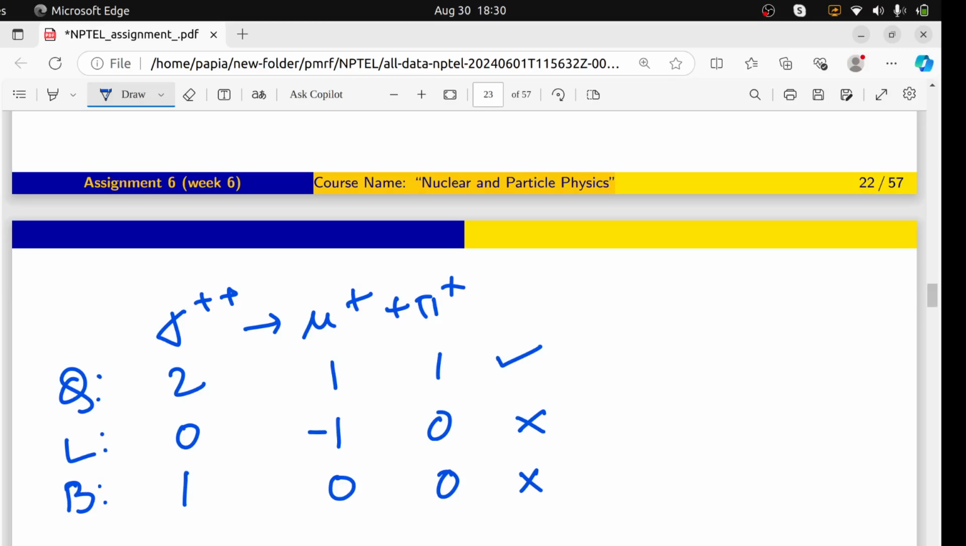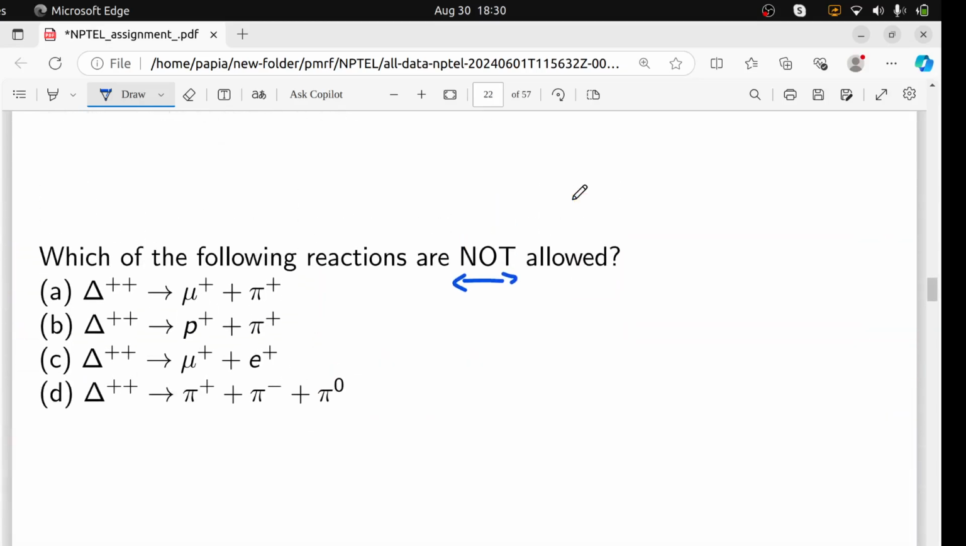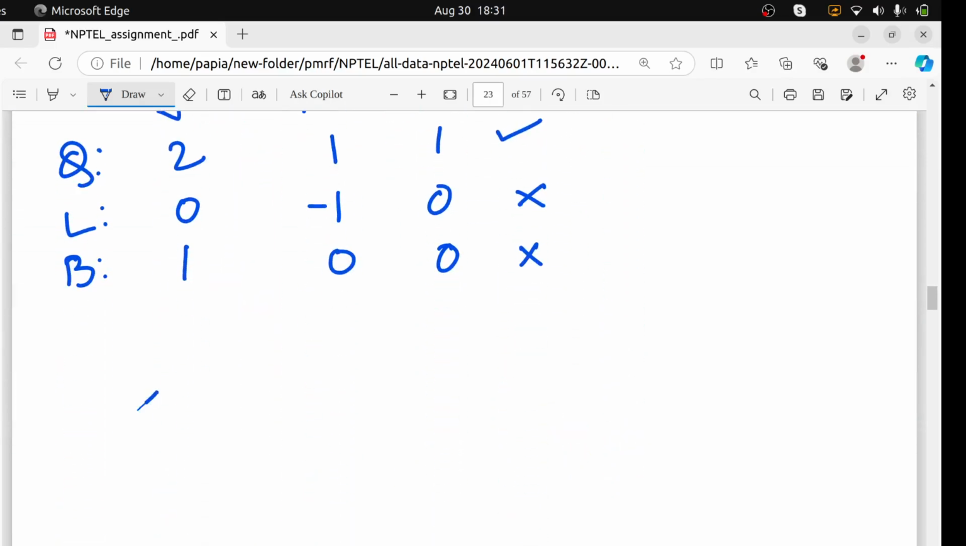Now for this reason you can say that this is not going to happen anymore. Delta plus plus going to pi plus, pi, mu plus. So which of the following reactions are not allowed? A is not allowed. Now coming to B, P plus pi plus.